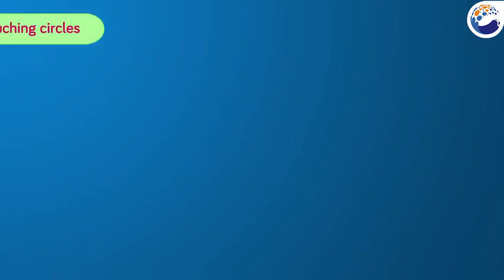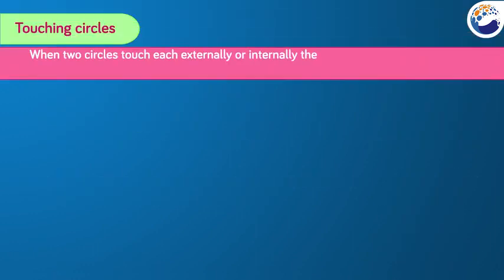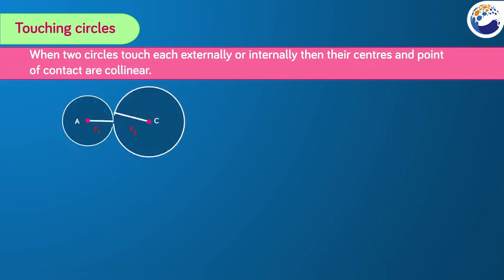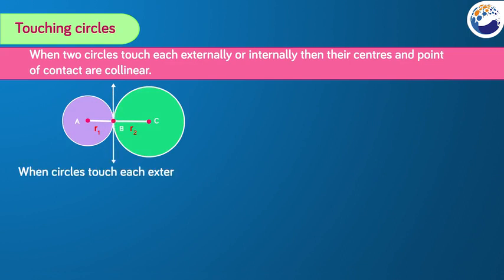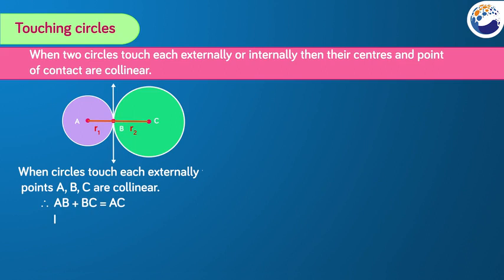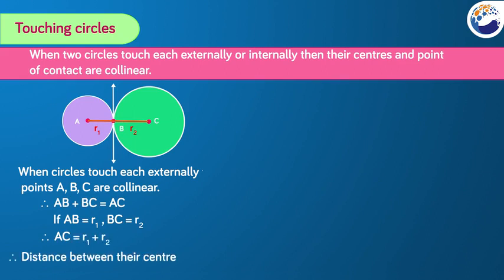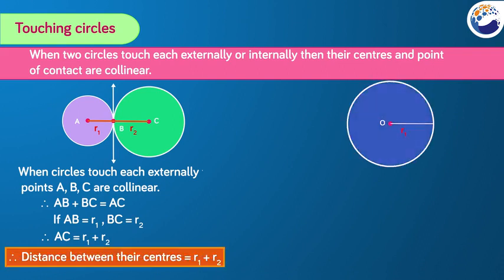Touching circles. When two circles touch each other externally or internally, then their centers and point of contact are collinear. When circles touch each other externally, then points A, B, C are collinear. Therefore, AB plus BC is equal to AC. If AB is equal to R1, BC is equal to R2, AC is equal to R1 plus R2. Therefore, the distance between their centers is equal to R1 plus R2.